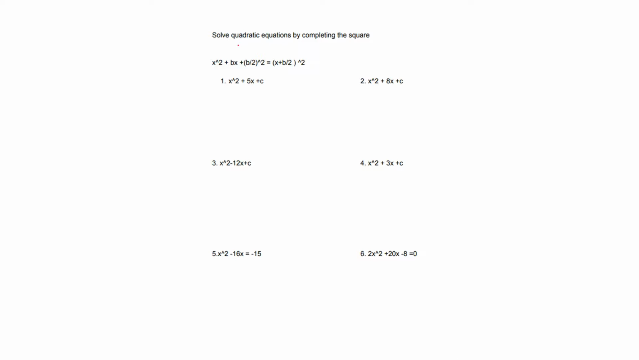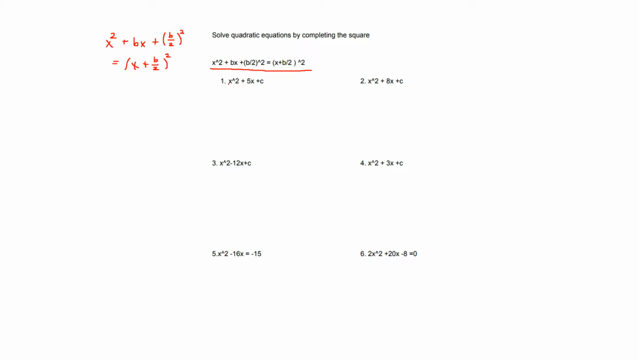Okay, so for this next part, we have to solve the quadratic equations, but they tell us that we have to do it by completing the square. And completing the square is what they wrote here. Basically, if we have x squared plus bx, then we could add b over 2 squared, and that's also equal to x plus b over 2 squared.